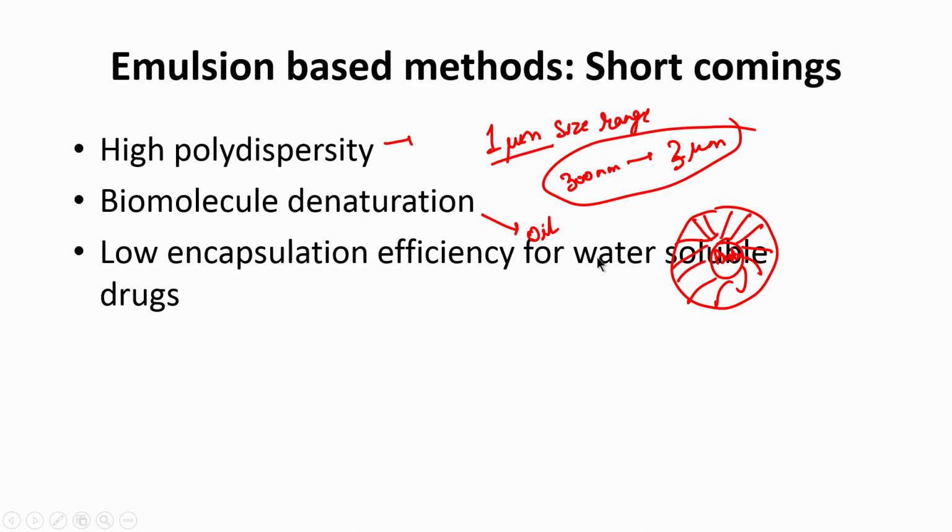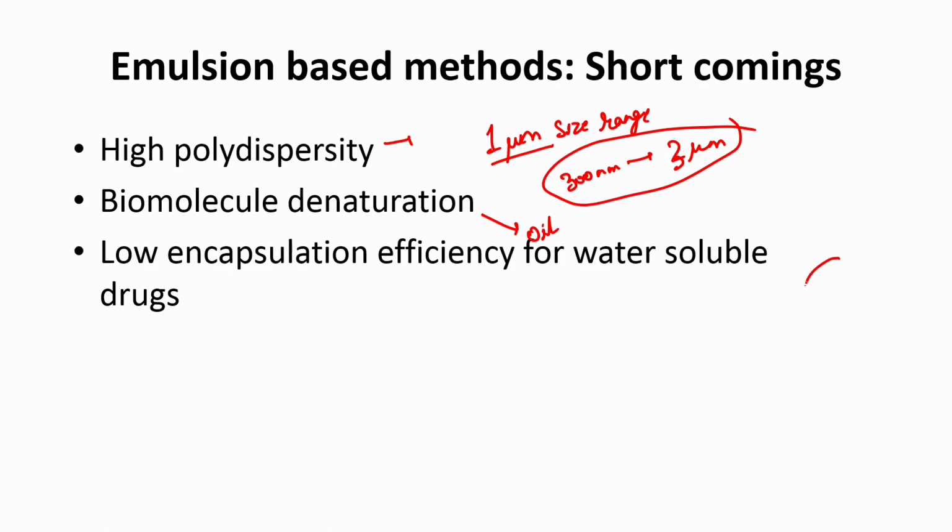And then you typically get very low encapsulation efficiencies for the water soluble drugs. So it is not a problem with the hydrophobic drugs. With the hydrophobics you typically get very high efficiency, in excess of 80%, 90%, but when you have a water soluble drug they have very low efficiency, and the reason for that is what?